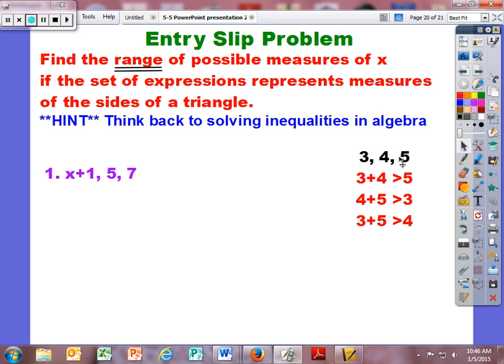So notice I have 3 things to check. So here I want to check, is x plus 1 plus 5 greater than 7? Is 5 plus 7 greater than x plus 1? And is x plus 1 plus 7 greater than 5? You'll need to try those 3 things and work out each one of the inequalities in order to find the value of x.